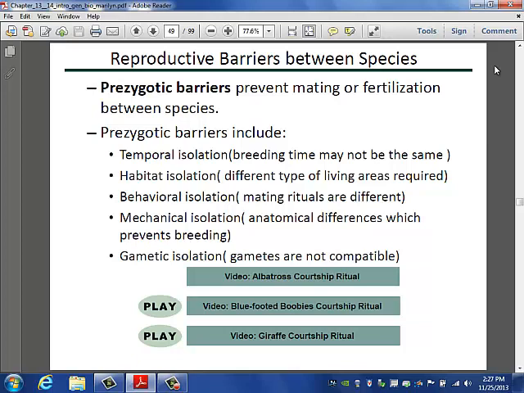So habitat isolation, and again, those birds in different places. One likes to hang out in the desert, the other one likes to hang out in the forest. They tend not to hang out together. Behavioral isolation, different mating rituals between birds, for example, certain calls. Birds will only answer to calls of their own species. Deer, what's some of the ways one deer attracts another? Correct. Different sounds, different noises, different scents.